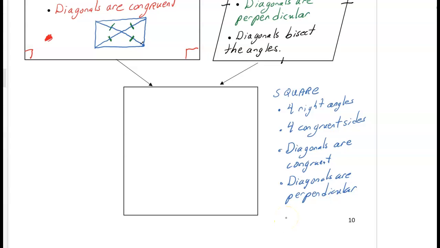And then the diagonals still bisect each other. So I'm going to label this. We got the right angle here, so we have four right angles. We have four equal sides, so one tick mark there.